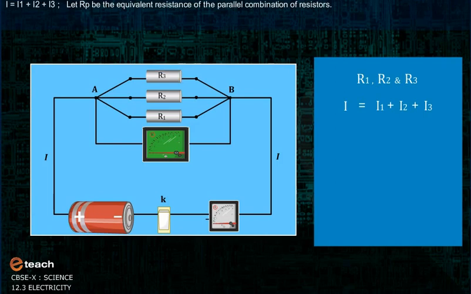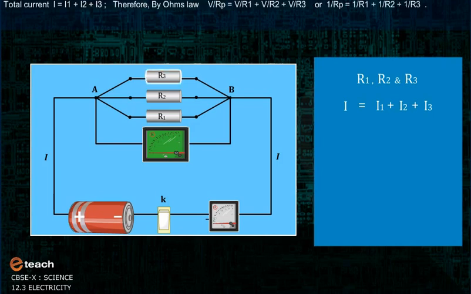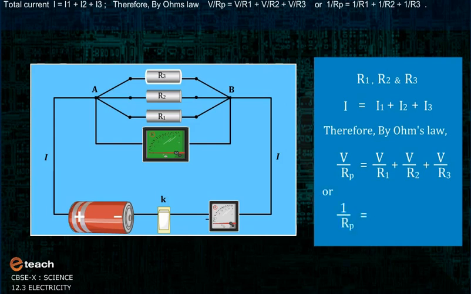Let Rp be the equivalent resistance of the parallel combination of resistors. Total current I is equal to I1 plus I2 plus I3. Therefore, by Ohm's law, V upon Rp is equal to V upon R1 plus V upon R2 plus V upon R3, or 1 upon Rp is equal to 1 upon R1 plus 1 upon R2 plus 1 upon R3.